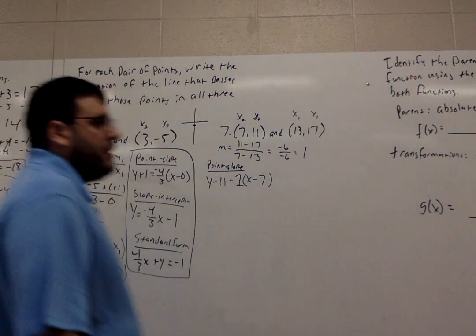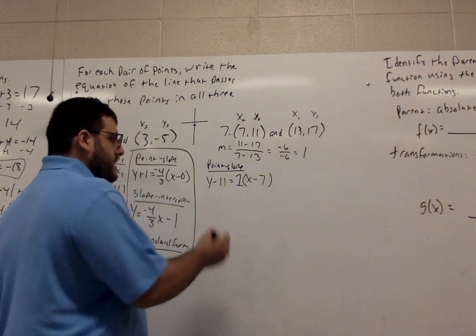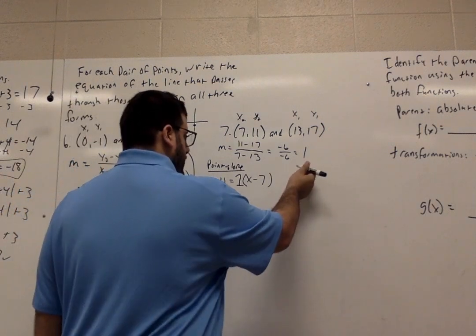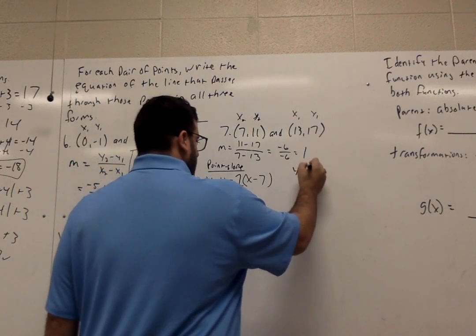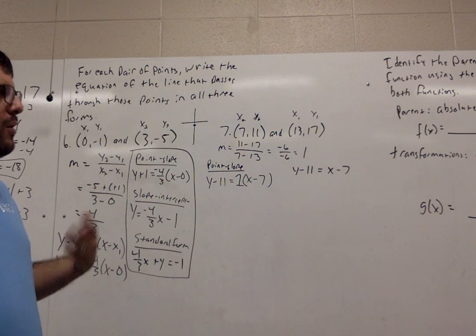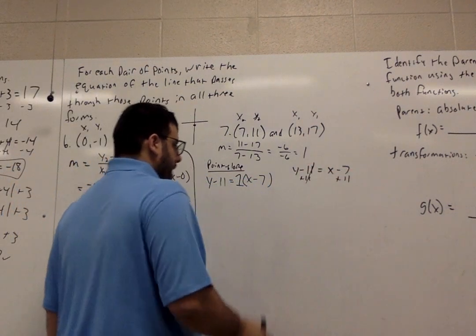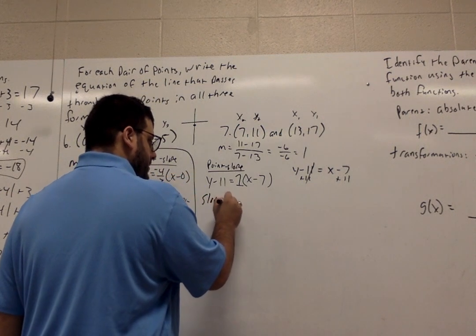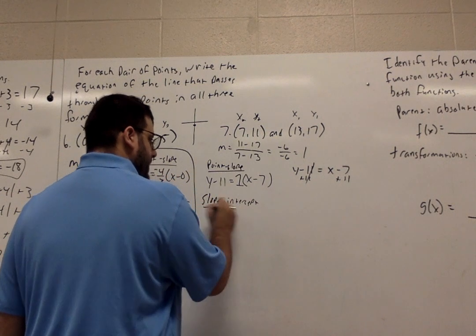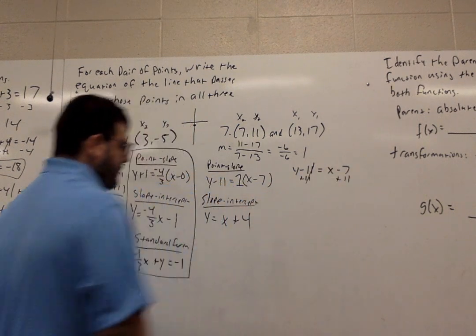All right. So now we're going to go ahead and put it into slope-intercept form. For my slope-intercept form, I'm going to do my scratch work on the side here. So y minus 11 equals x minus 7. This one's pretty simple. I only need to do one step, and that's to add 11 to both sides. So my slope-intercept form is going to be y equals x, negative 7 plus 11 is 4.